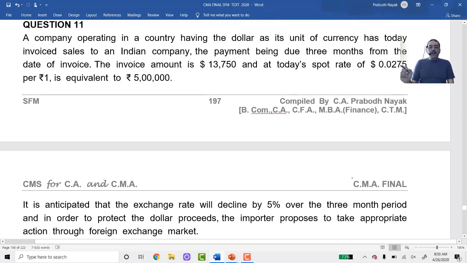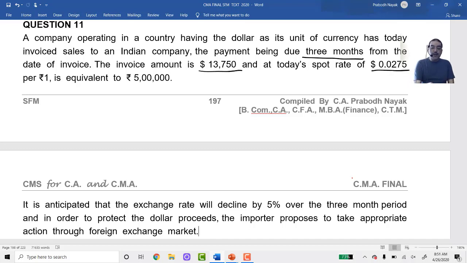A company operating in a country having dollar as its unit of currency has today invoiced sales to an Indian company. The payment being due 3 months from the date of invoice. The invoice amount is $13,750 and today's spot rate is 0.0275, equivalent to 5 lakhs. So let us see whether it is correct or not. If I take 13,750 and I divide by 0.0275, I get exactly 5 lakhs.